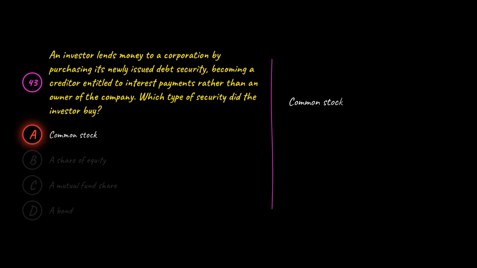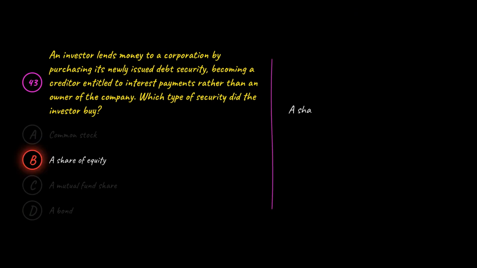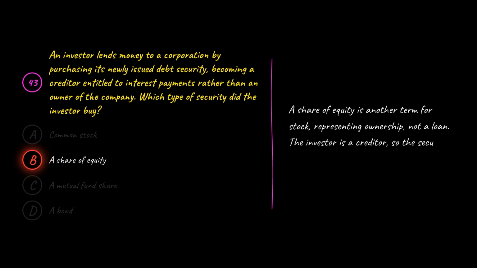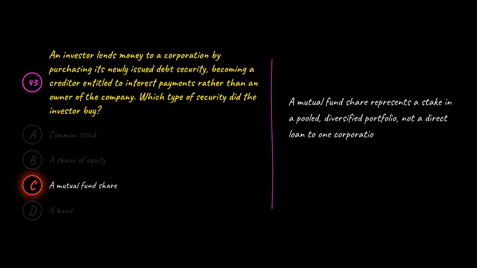A is wrong because common stock represents ownership in a company, making the holder an owner rather than a creditor. The investor here is a lender entitled to interest, which is a bondholder, not a shareholder. B is wrong because a share of equity is another term for stock representing ownership, not a loan. The investor is a creditor, so the security is debt, not equity. C is wrong because a mutual fund share represents a stake in a pooled, diversified portfolio, not a direct loan to one corporation. The scenario describes lending to a single corporation, which is a bond.